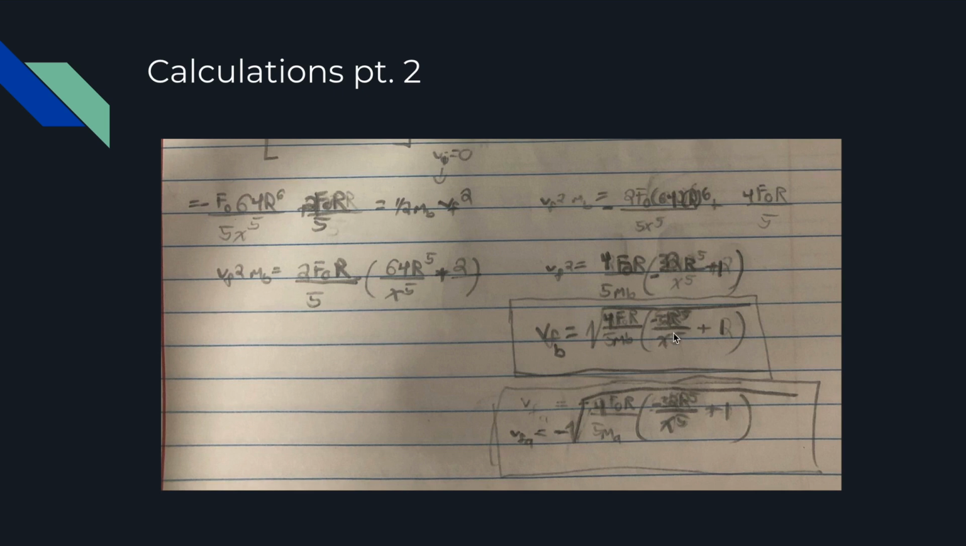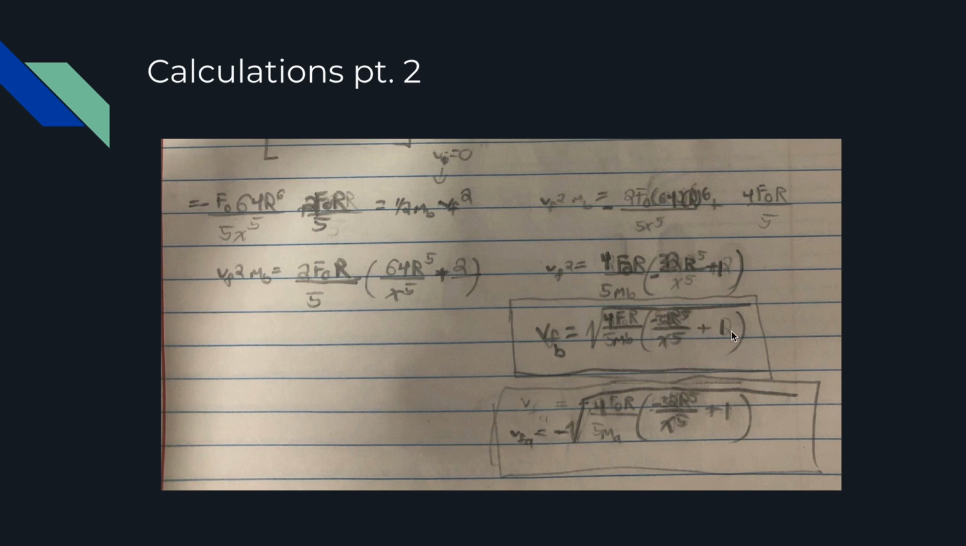Each disk's velocity is with respect to its mass, but that is the only difference between the final speeds calculated, because each disk exerts the same amount of force upon the other and only differs in the factor of the mass of A or the mass of B, as seen by my calculations. So the final speed is equal to the square root of 4 times the initial force times the radius, divided by 5 times the mass of the respective box, all of that multiplied by negative 32 times capital R to the fifth, divided by the position to the fifth, plus 1. And that plus 1 will turn out to be important later on.